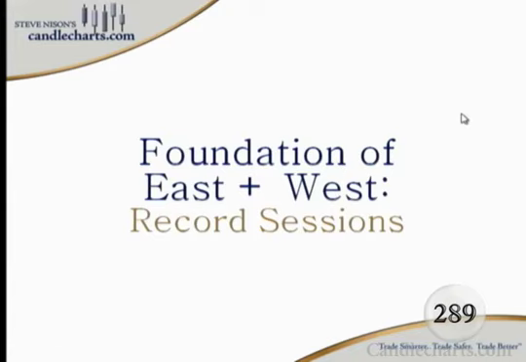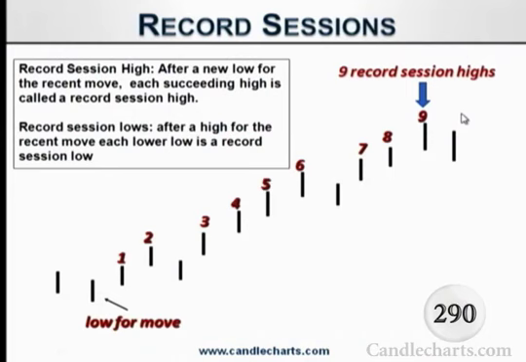Yes. Okay. Now we're going to be looking at record sessions. Record sessions is another way the Japanese gauge overbought, oversold. Essentially, if the market makes a new low for the move, you don't know that until after the market starts moving up. Once it makes a new low, you start counting the number of higher sessions. And these are obviously not candle lines, just the highs and lows of the session.